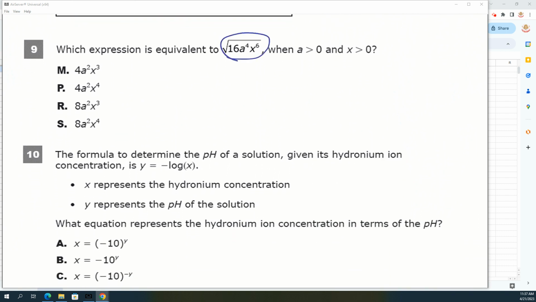All right, and then for number 9, we are just going to find the square root of all of those things. So the square root of 16 is 4, so we can forget about r and s. When you take the square root of a variable, you divide the exponent by 2. So whatever this index is, you divide that by 2. So that's going to be a squared. When I take 6 and divide it by 2, that's going to be x cubed.